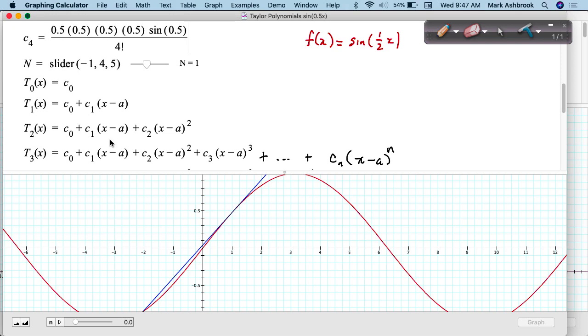All right, then say let's step it up. And we said, what if we used a quadratic polynomial? What would that get right?